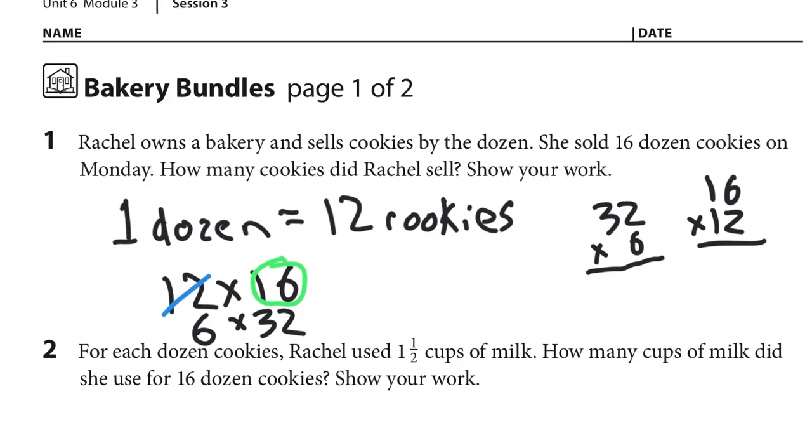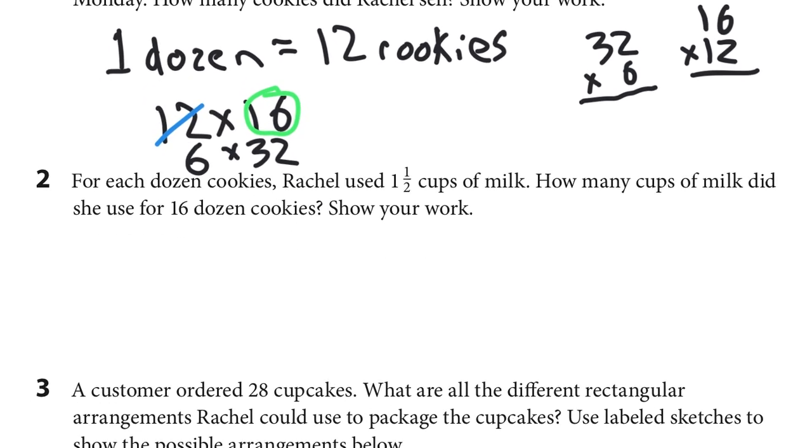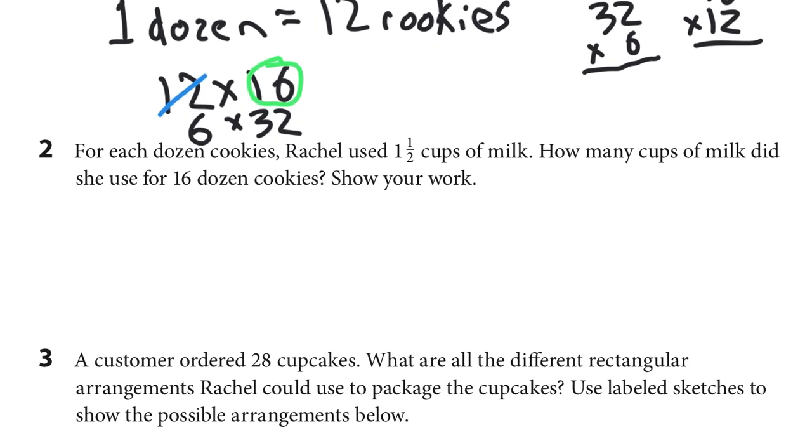Let's move on to number 2. By the way, pause this video if you are not ready for question number 2. For each dozen cookies, Rachel uses 1.5 cups of milk. How many cups of milk did she use for 16 dozen cookies? So once again, we're going to have this multiplication problem. Why? 1.5 cups of milk for 1 dozen.